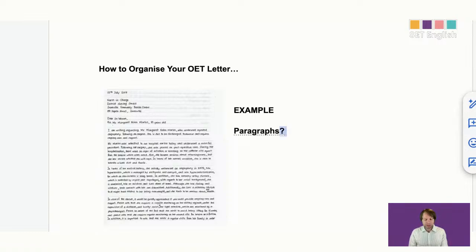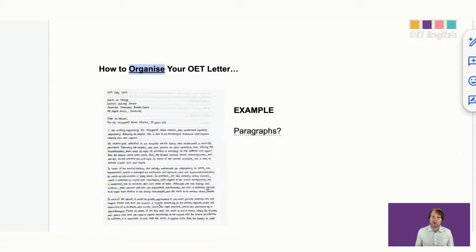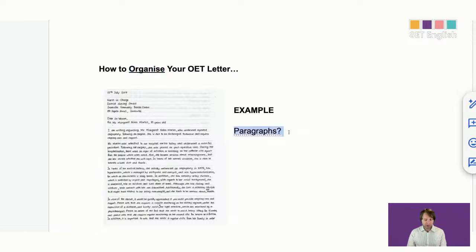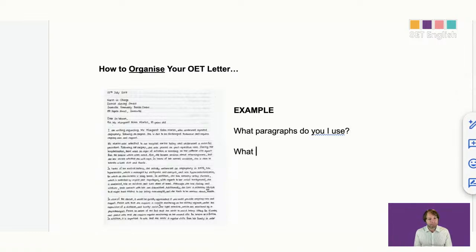When we talk about organization, the first thing we have to talk about is, of course, paragraphing, right? What paragraphs do I use? And also, what kind of order or sequence do we put them in? This is the fundamental question. This is the question that most students want to know when they're studying OET.